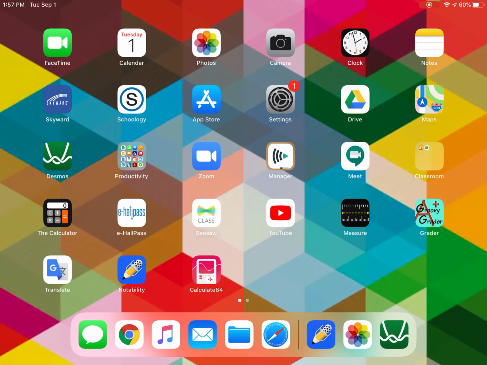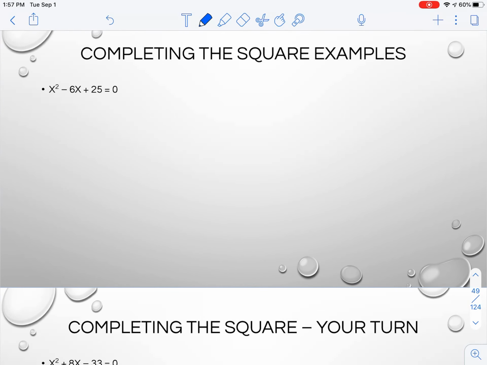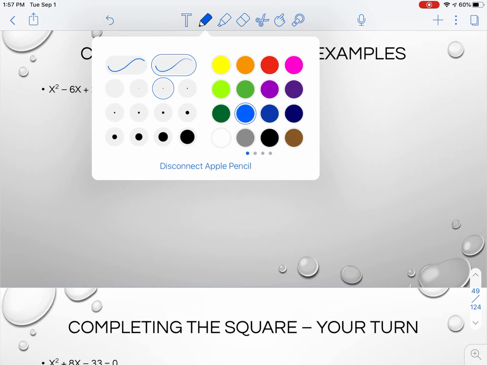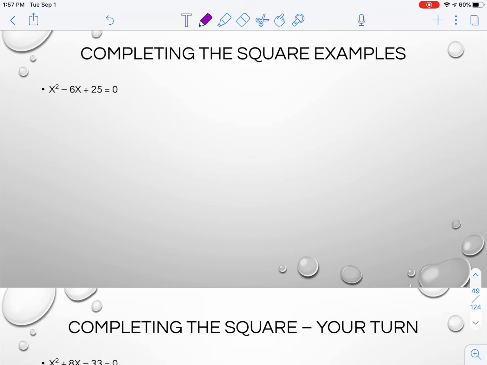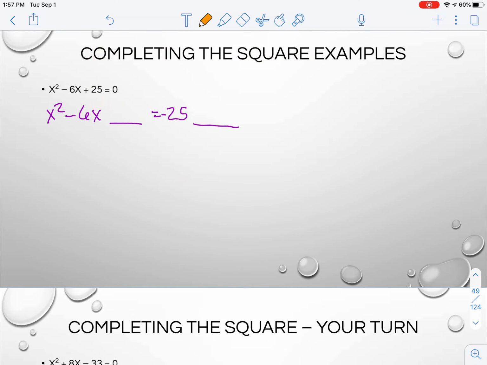All right, let's try another example. X squared minus 6x plus 25, once again, cannot be factored. Therefore, I go to my steps for completing the square. Move your C term over, so we subtract 25 over. Now we do our b divided by 2 and then square it. So b is negative 6, divided by 2 is negative 3. Negative 3 squared is positive 9. So I add that to both sides.